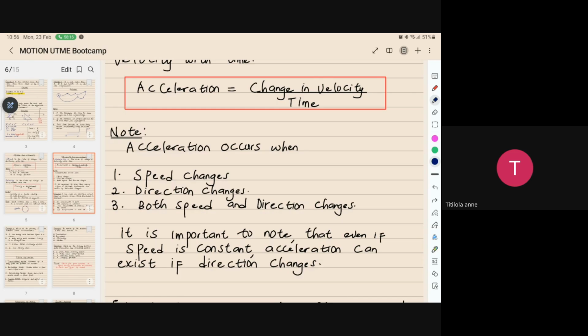So acceleration will occur when speed changes, whether fast or slow, or direction changes. My speed might be constant, but because I've changed to the left, something is also happening to the acceleration. So it's possible for speed to stay constant, but acceleration is changing. It is also possible that my velocity will stay constant, meaning I'm not changing direction, but I'm driving very fast. Also, acceleration is changing at that point. So acceleration occurs when speed changes, direction changes, or both speed and direction change.